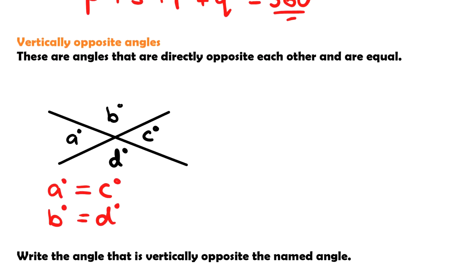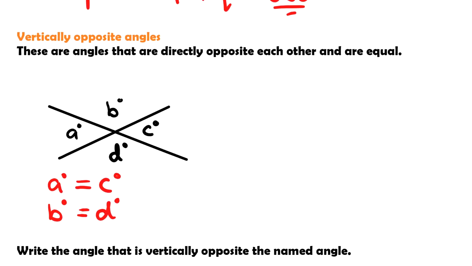Now, the other angle we're looking at is something called vertically opposite angles. These angles are directly opposite each other at a point and are equal. In this case, you can see that A is straight opposite C. So A is the same angle as C. Now, if I go the other way, D, if I draw a straight line up, is straight opposite B. So B is the same size as D.